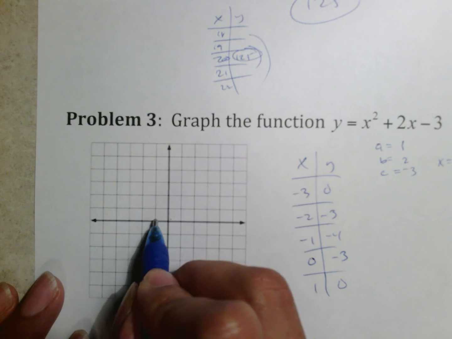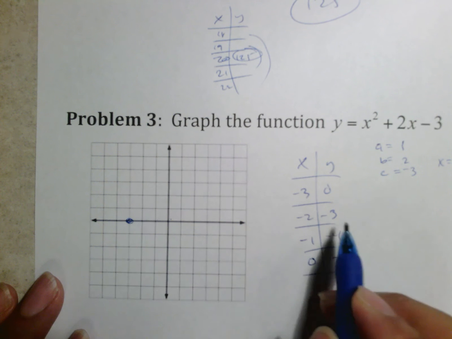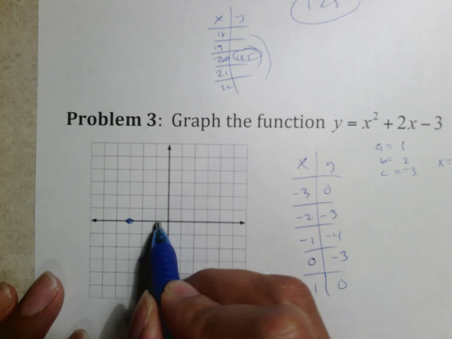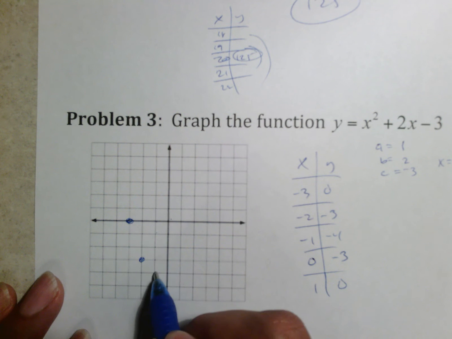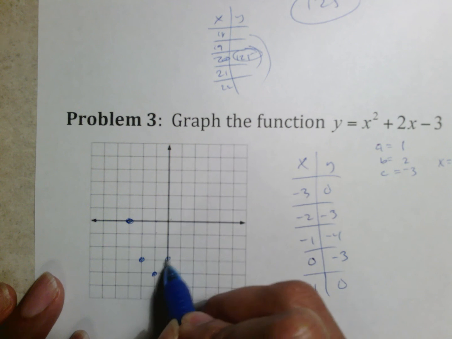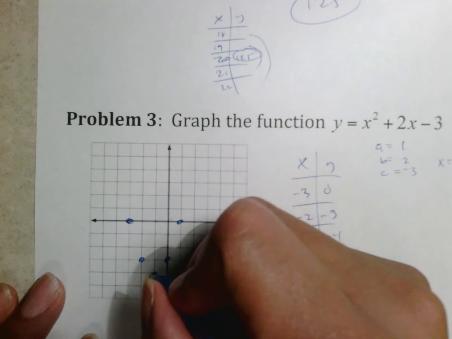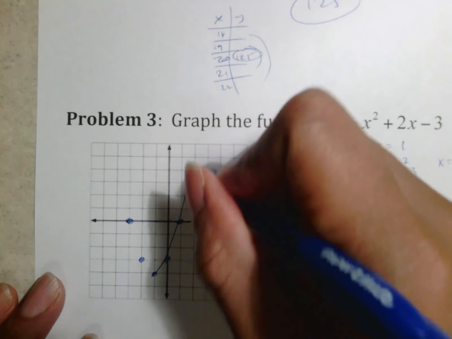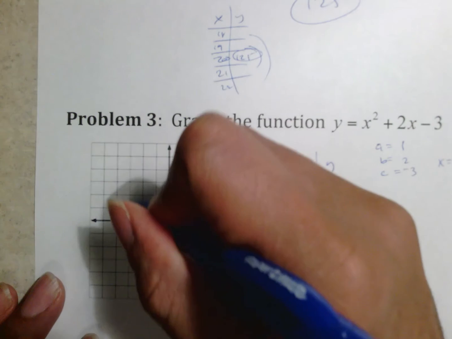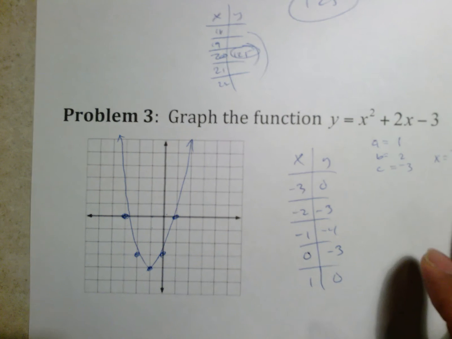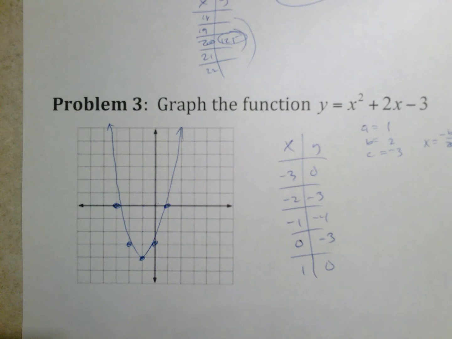Negative 3, 0 means 1, 2, 3 back, don't move. Negative 2, negative 3 means here. Negative 1, down 4, here. 0, negative 3 here, and then 1, 0 here. You see how it's got the U, and again you draw the best curved U that you can possibly draw, and that'll do it.